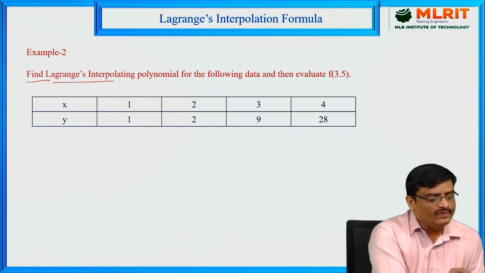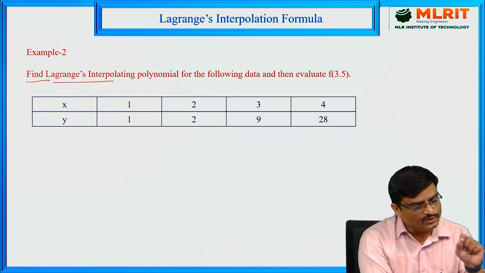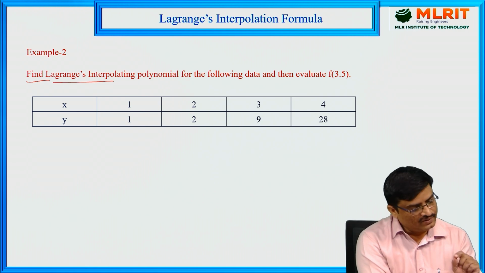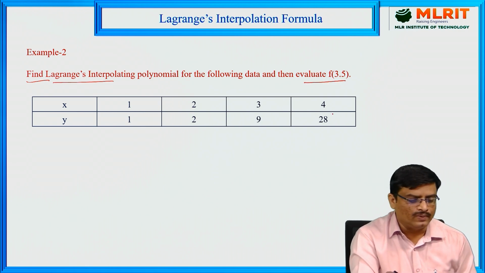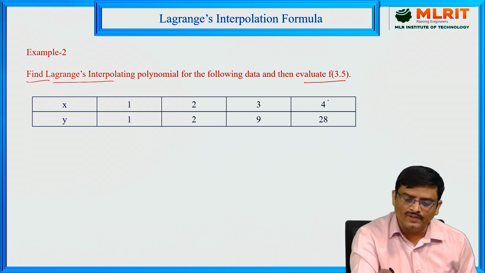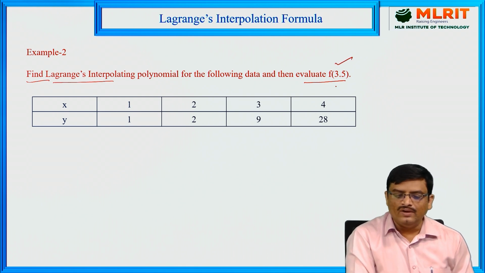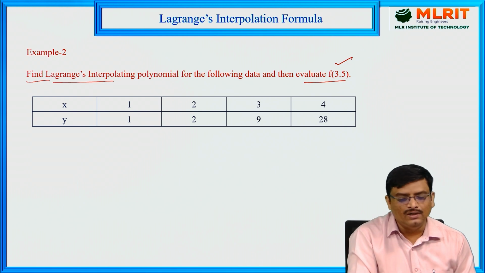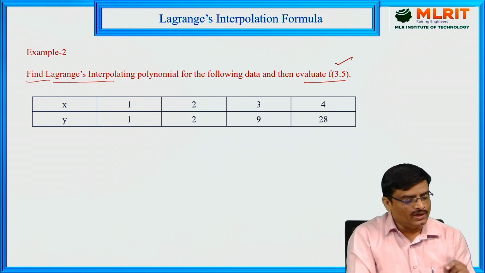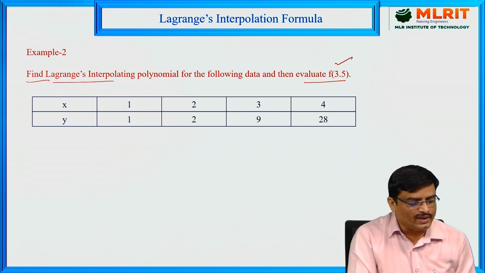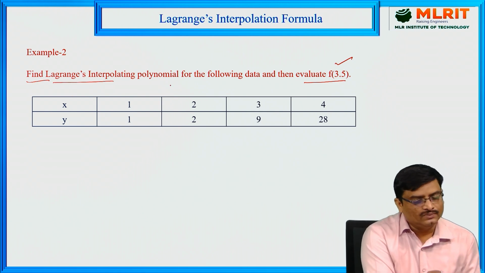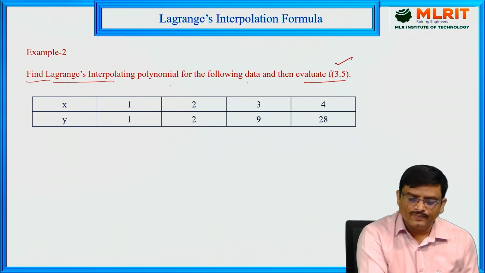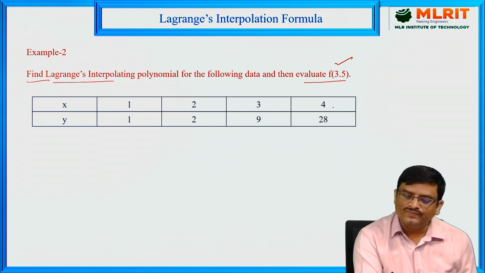So we have to find the Lagrange's interpolation formula, and after finding that Lagrange's interpolating polynomial, we have to find the value of f of 3.5, which is not given in the data. This type of problem you may get in the exams. So find the Lagrange's interpolating polynomial for the following data and then evaluate f of 3.5.